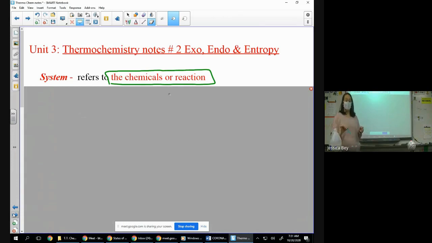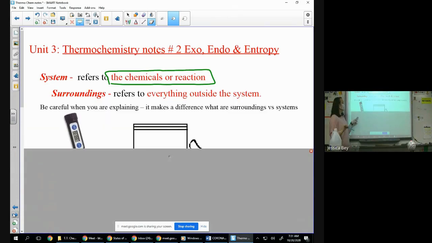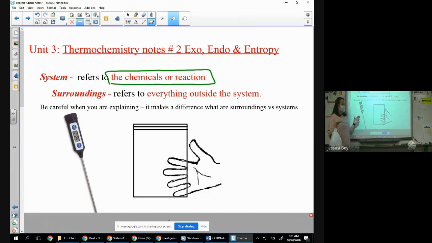The surroundings are everything else outside of that. Okay, everything outside of the system. I'm talking about the air around the chemicals. I'm talking the beaker around the chemicals. I'm talking the air around the beaker. If I were to put my hand on the outside of the beaker as well, everything outside of the system.